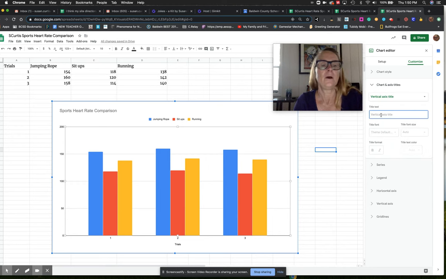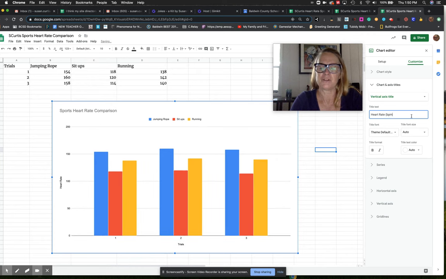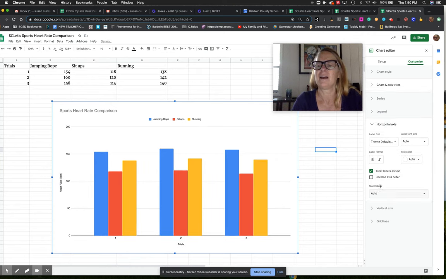And here, what are these numbers over here measuring? They're measuring your heart rate. So here I'm gonna name this heart rate. And remember, you put the units you're measuring in, beats per minute. Hit that and look, it pops up here.